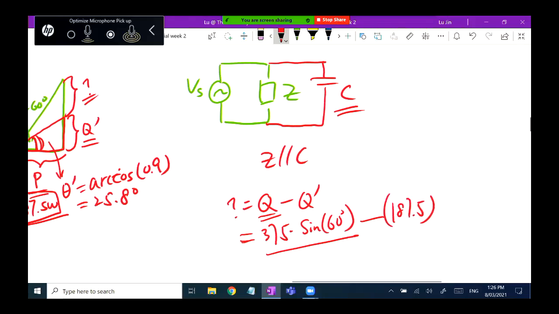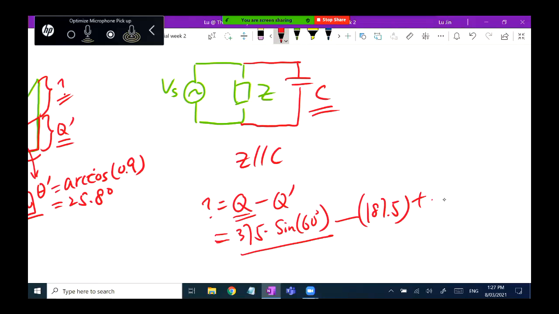Tangent, yeah. Tangent, 25.8. Is that right? Should be right. The difference between these two Q values is actually the Q value that the new capacitor needs to consume. Is that okay, everyone? Good? Yeah.